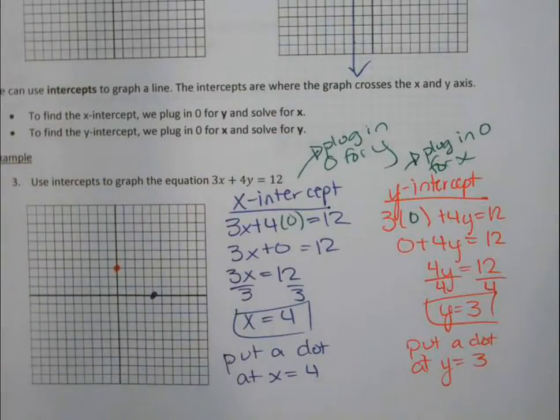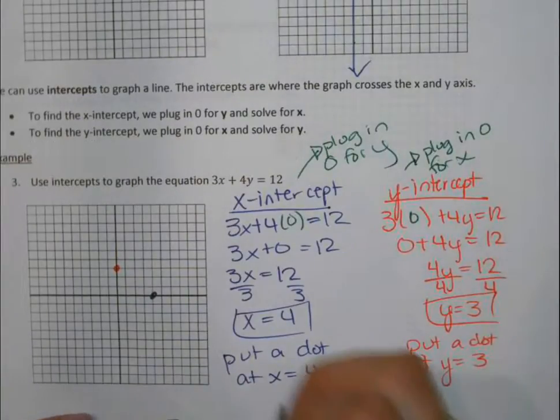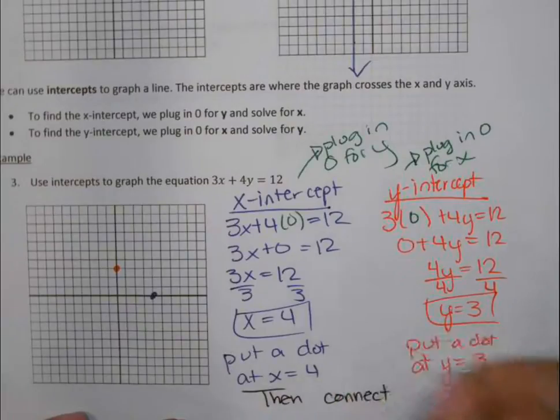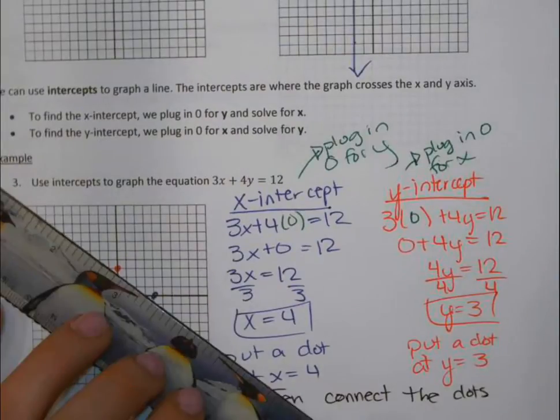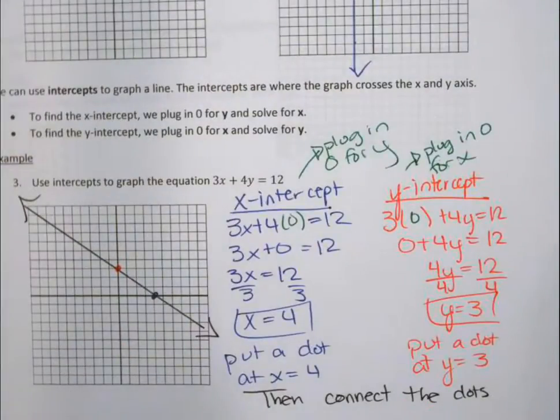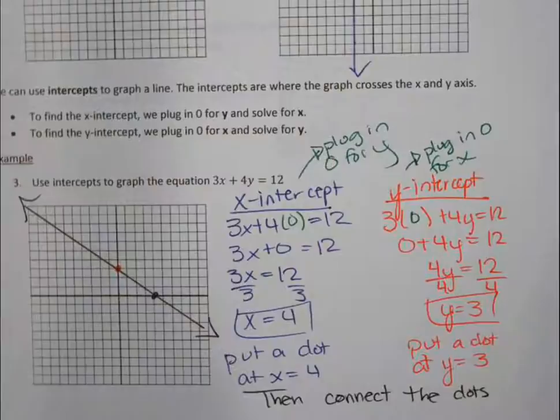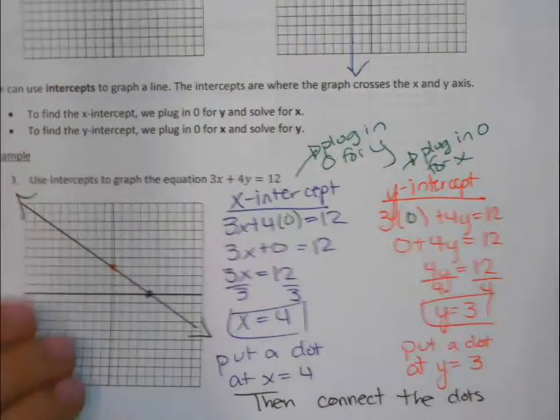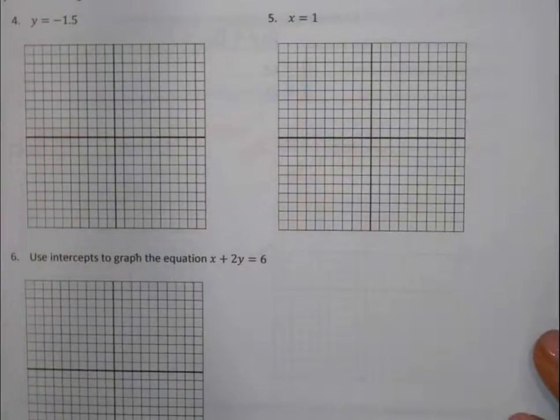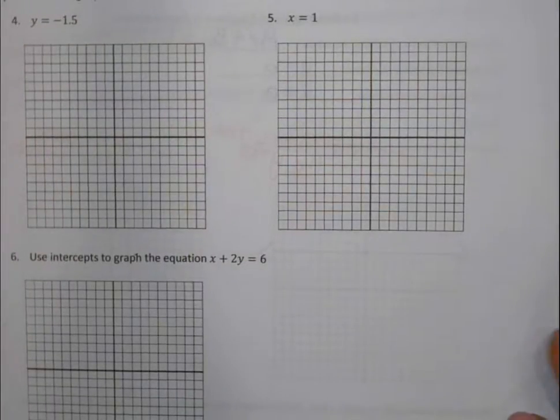Then what I'm going to do is connect the dots to make a line. And this is one way we can graph when we're graphing using intercepts. So I'm going to show you the 3 on the back for you to practice, and then I will move on to 3.5. So pause, take a moment to solve these, and then meet me at 3.5.